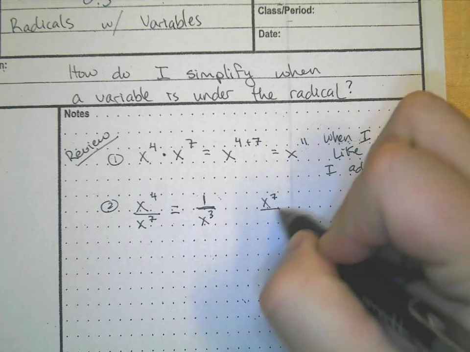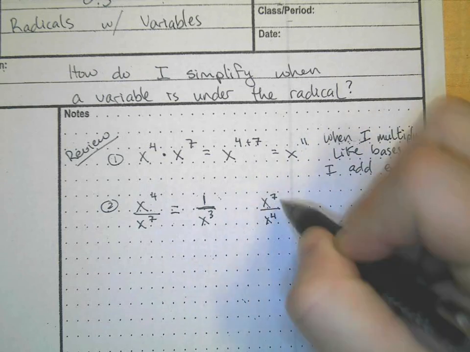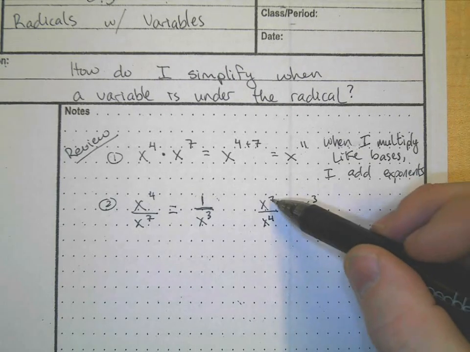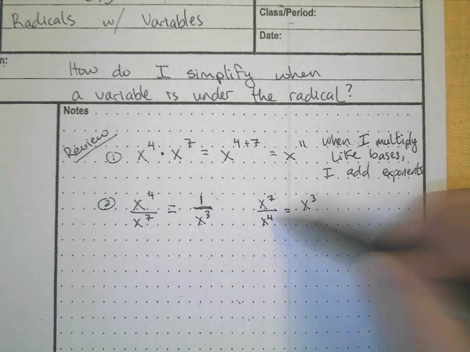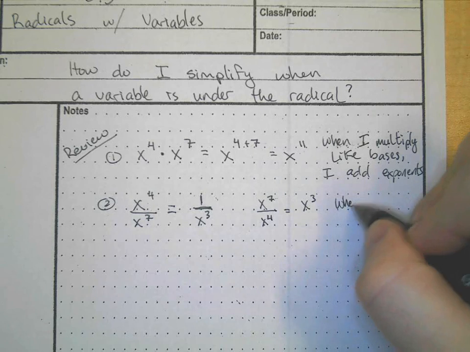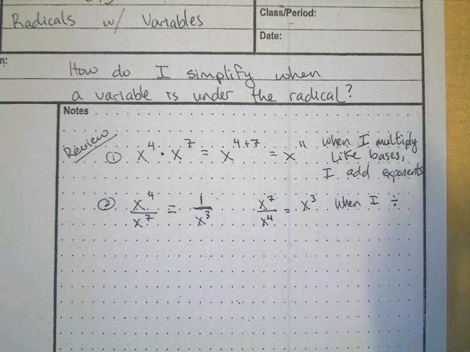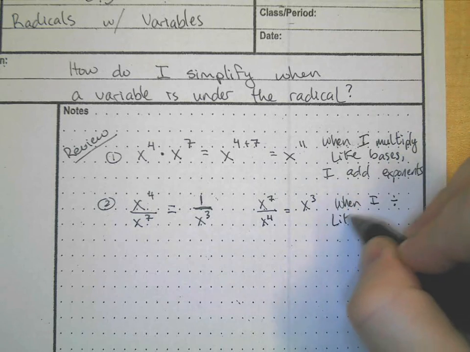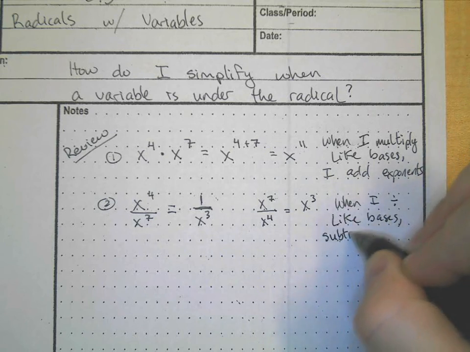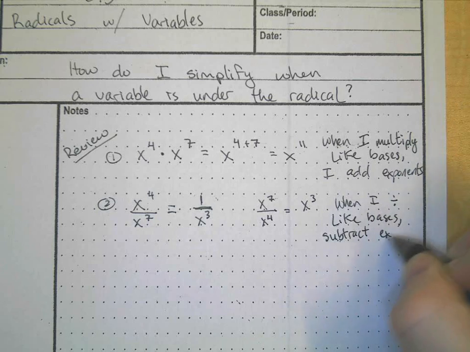And the difference would be if I switch this, I would subtract, and now it's going to stay in the numerator because I had more in the numerator to begin with. I had 7 in the numerator, so I subtract, and my variable with the exponent will stay in the numerator. So when I divide like bases, subtract exponents.